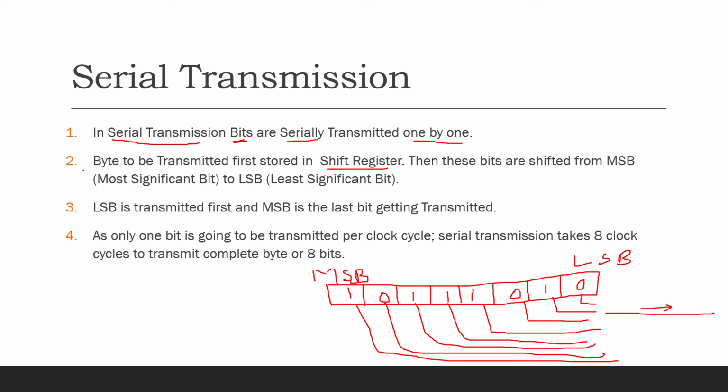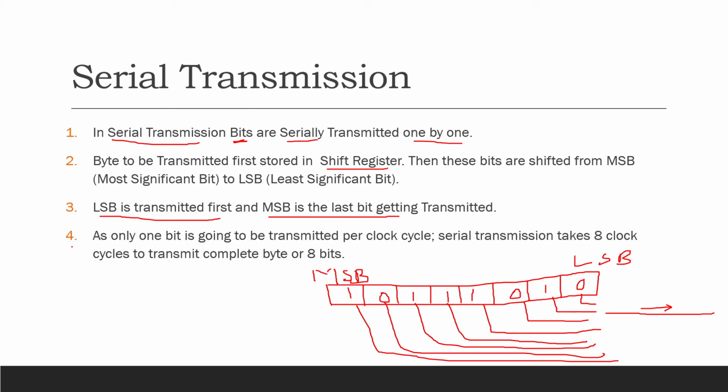So the meaning of the second statement is that we store our 8 bits in the shift register from LSB to MSB, and we transmit bits starting from the LSB to the MSB. This is the meaning of the second statement. As per the third statement, the LSB is transmitted first. Whatever I have explained right now is quoted in the third statement, that the LSB is transmitted first and the MSB is the last bit getting transmitted. So this is the last bit. After this bit, the MSB is propagated through the wire.